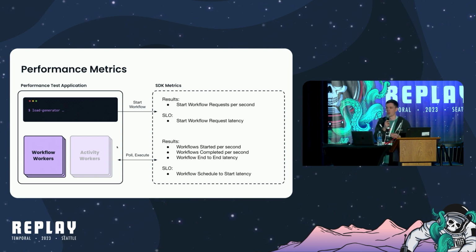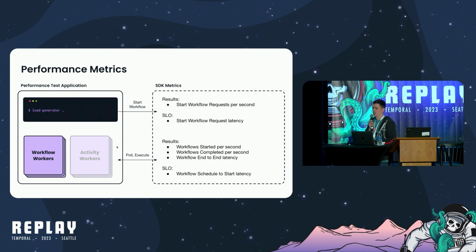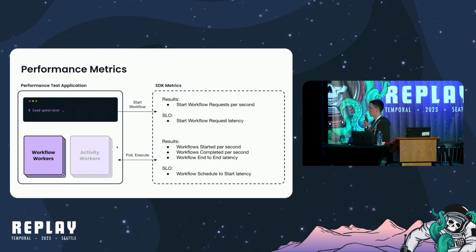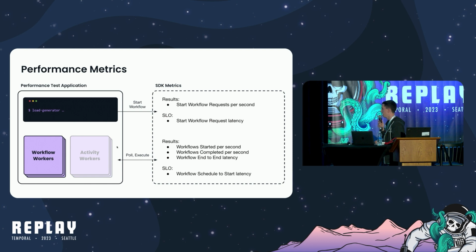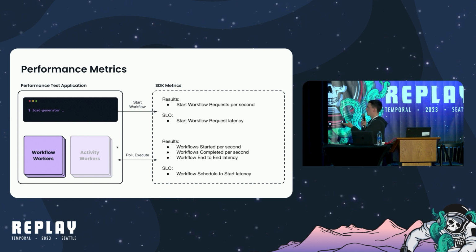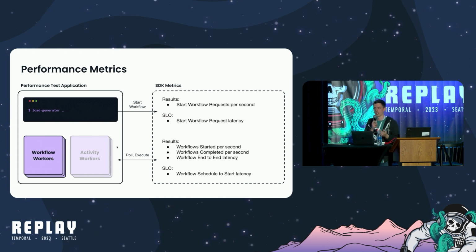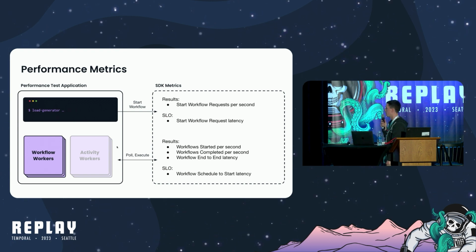So one result metric might be, if you're testing for a specific workload, the number of start workflow requests per second that Temporal can acknowledge. So how quickly can you feed requests to Temporal? Then how quickly those requests are responded to is like an SLO kind of thing. Like, is it quick enough for my application to be able to get on with other work rather than waiting for Temporal all the time?